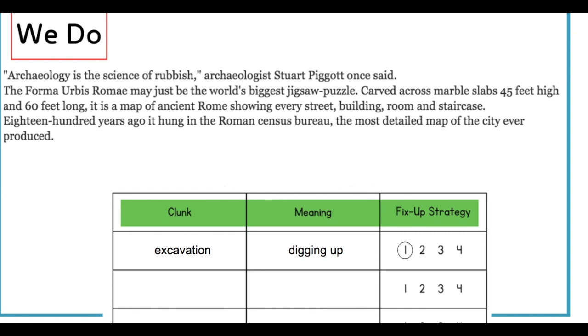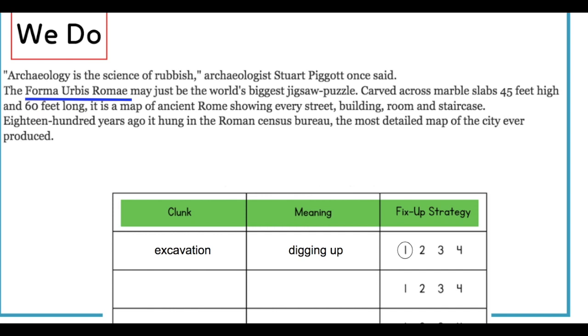Archaeology is the science of rubbish. Archaeologist Stuart Piggott once said, the former Urbis Rome, sorry if I'm mispronouncing that, may just be the world's biggest jigsaw puzzle. Carved across marble slabs 45 feet high and 60 feet long, it is a map of ancient Rome showing every street, building, room, and staircase. 1800 years ago, it hung in the Roman Census Bureau, the most detailed map of the city ever produced. So my clunk is the one I struggled to say. I'm not even going to say it again.